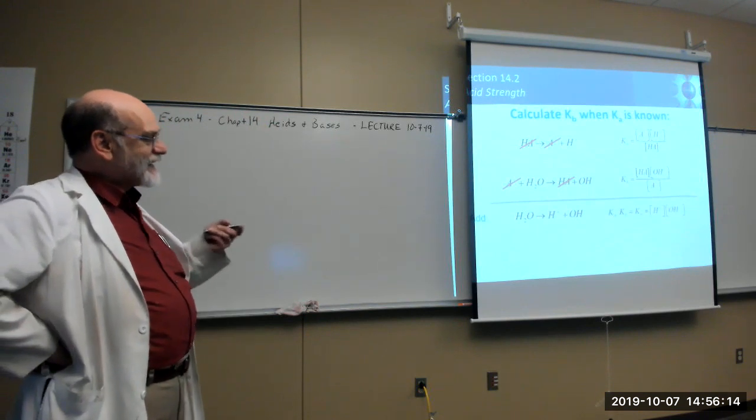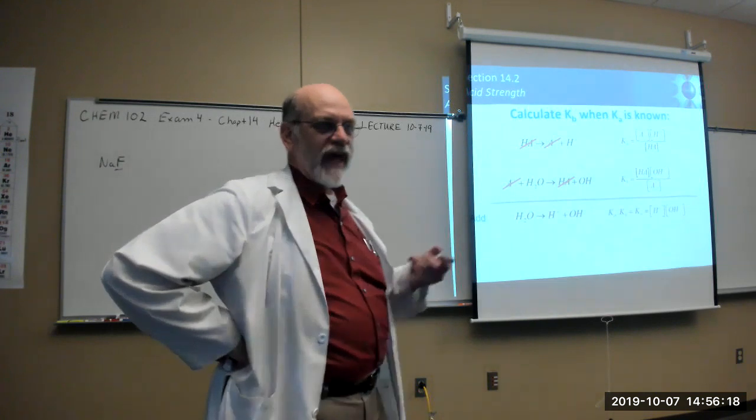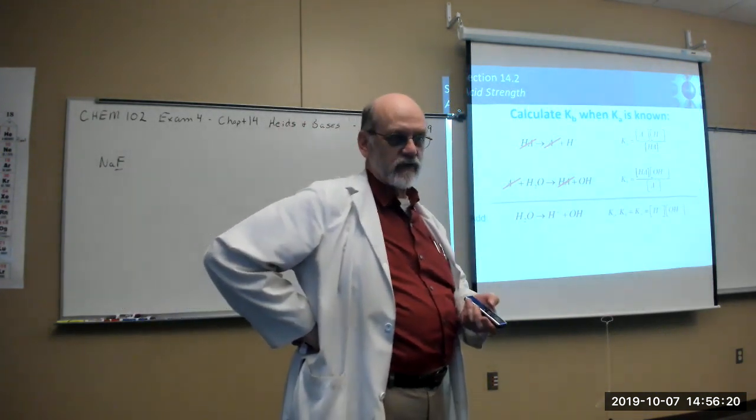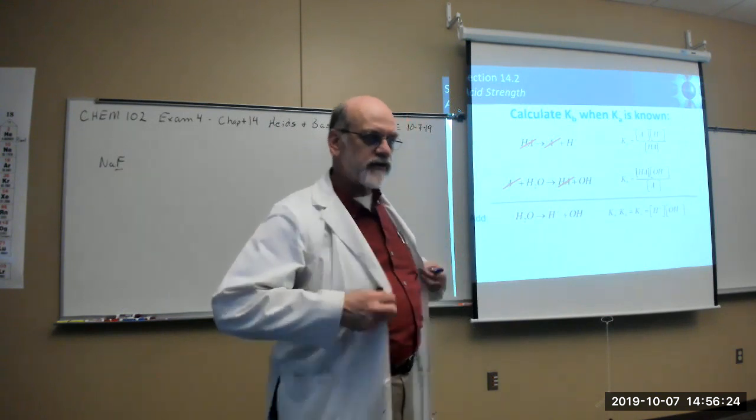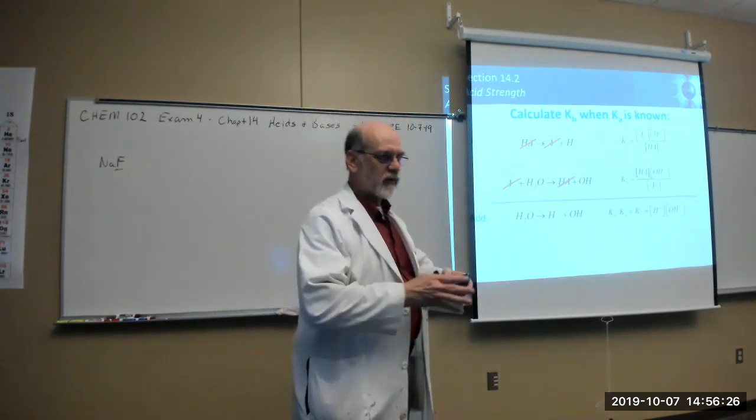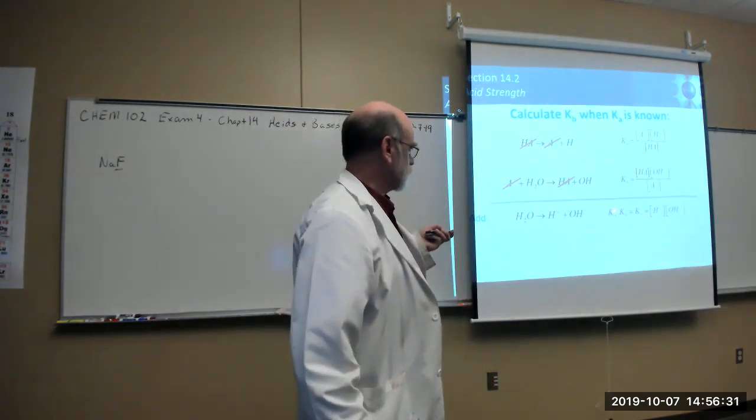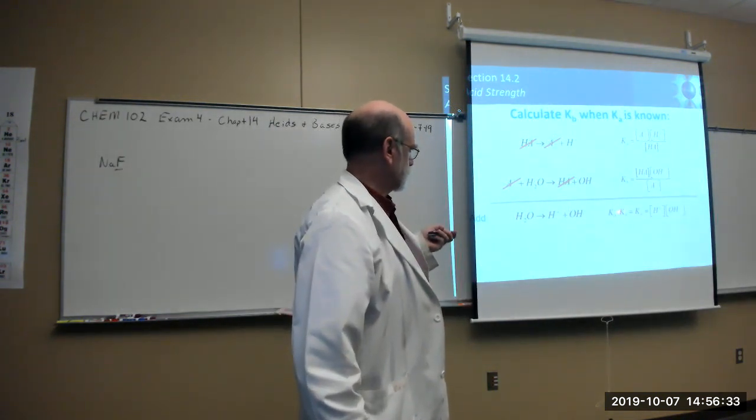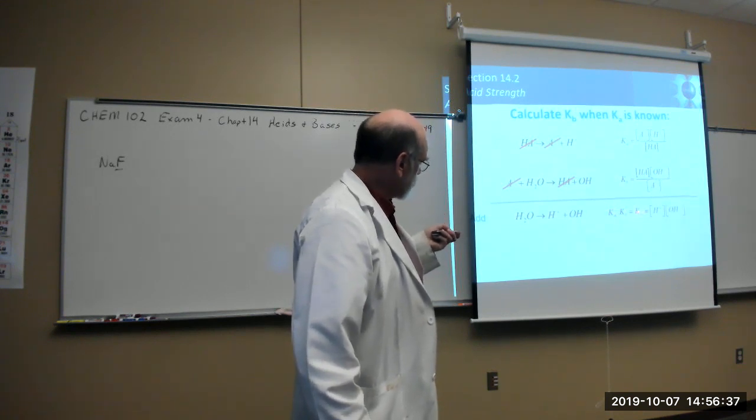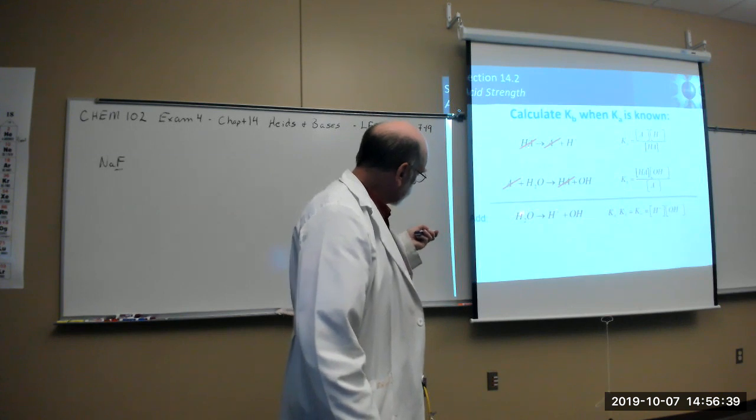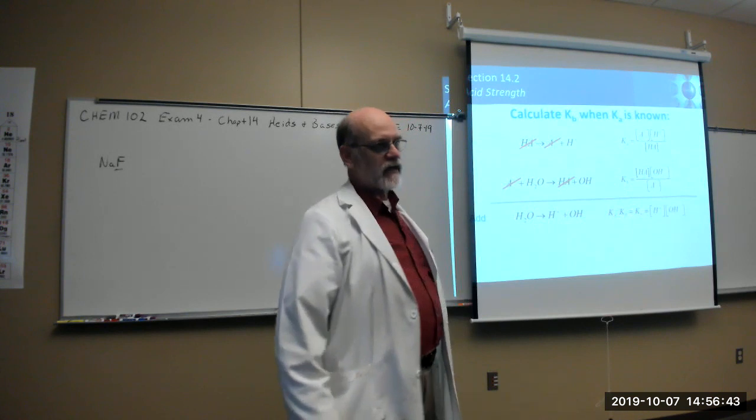So when we add equations together, what do we do to the Ks? We don't add the Ks, we multiply the Ks. Remember that from equilibrium. If you add two equations together, you multiply the Ks. So when we multiply these Ks together, they have to be equal to the K for this one, which is Kw. So Ka times Kb equals Kw.